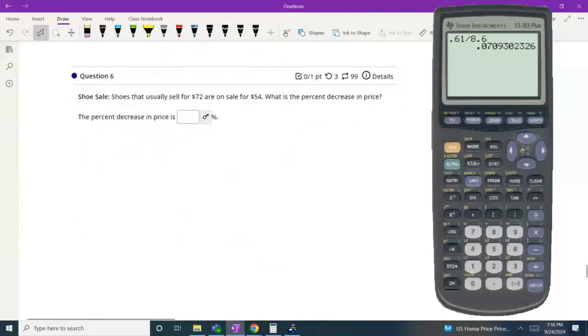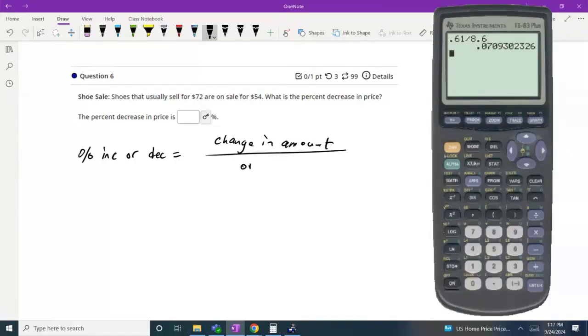Now here is an example of a decrease. All right, and this should be similar to your number 6. It says that shoes that usually sell for $72 are on sale for $54. What is the percent decrease in price? Right, so the formula says that the percent increase or decrease is equal to the change in amount over the original amount.